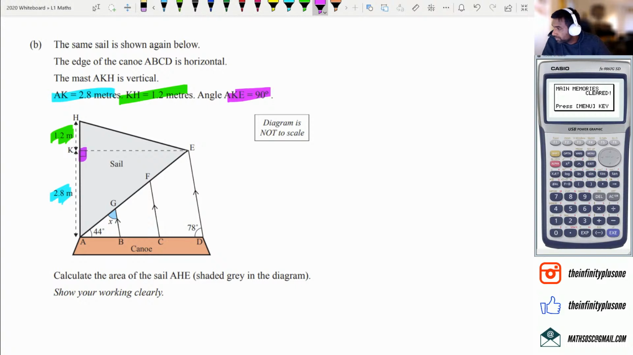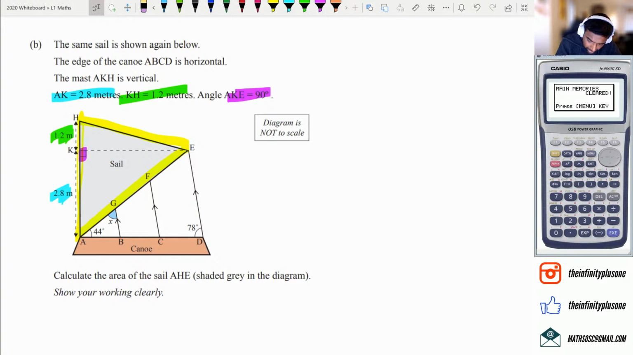Okay, so how are we going to go about doing this? If you get a question like this and you've got no idea how to start, get into the habit of writing down all the information you know from the question, and then it should help you out. We're looking for the area of AHE, so we are looking for this particular triangle's area.